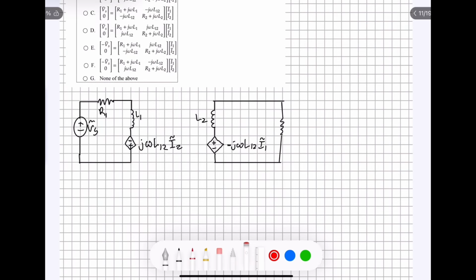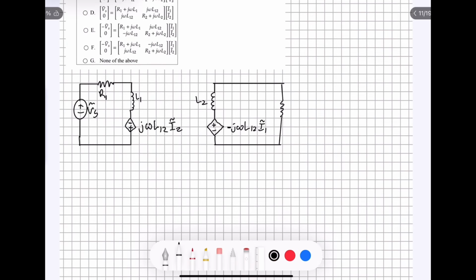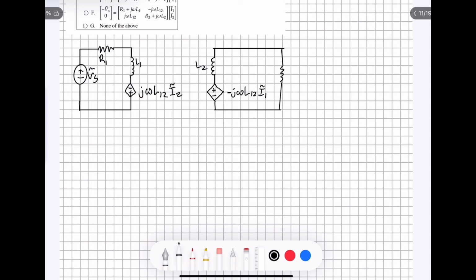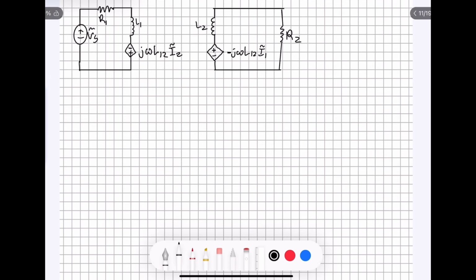All right, now that we've rewritten these circuits, all that's left is to solve. That's for R2, of course. So based on the primary side number 1 over here, we're going to use mesh analysis.